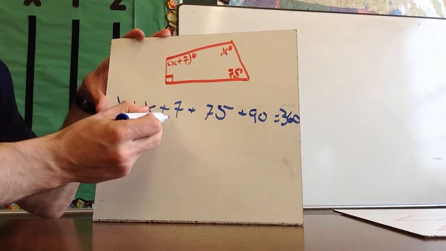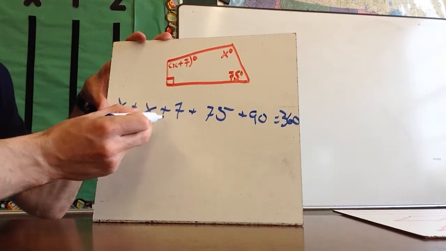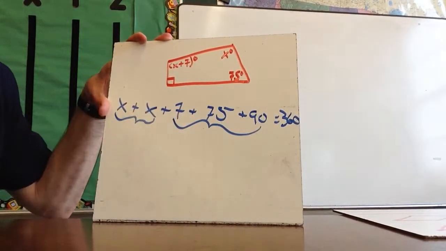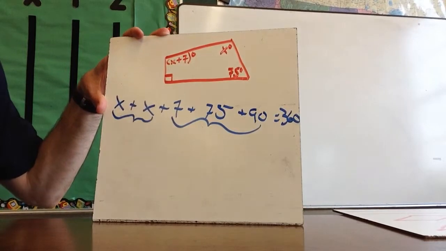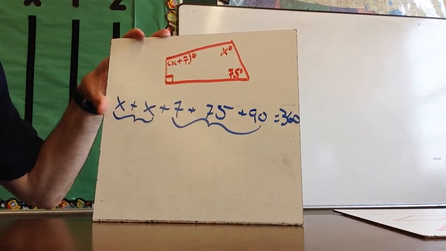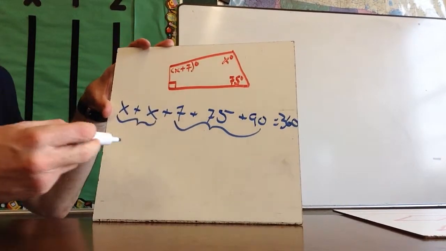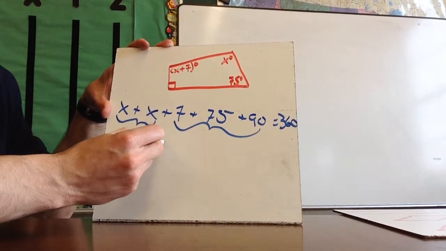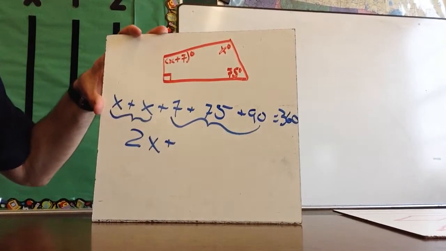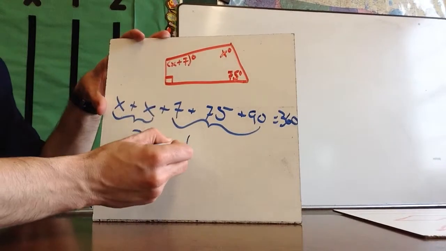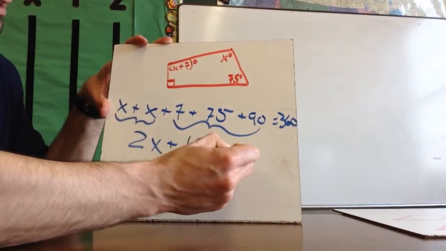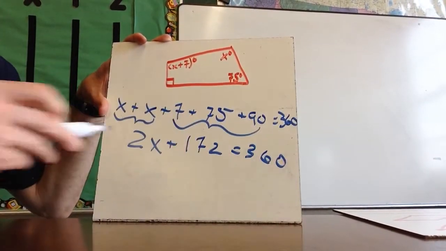Now what I'm going to do is combine like terms. So I'm going to combine these terms and combine these terms. And so x plus x is going to give me 2x. 7 plus 75 plus 90 is going to give me 172. And then that will equal 360.